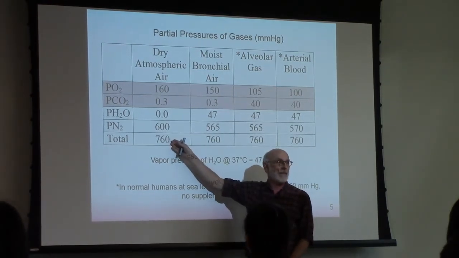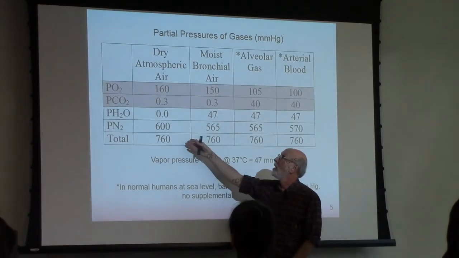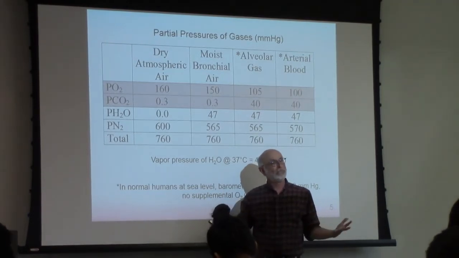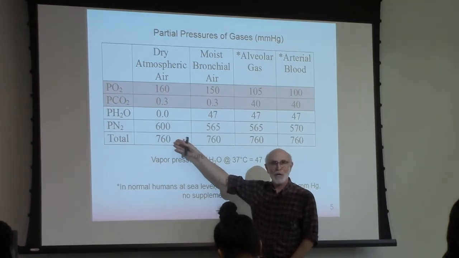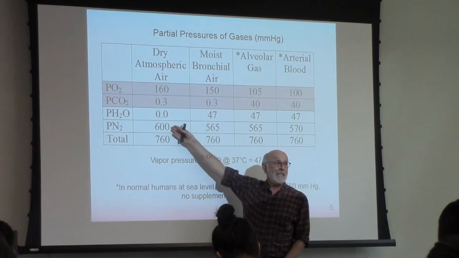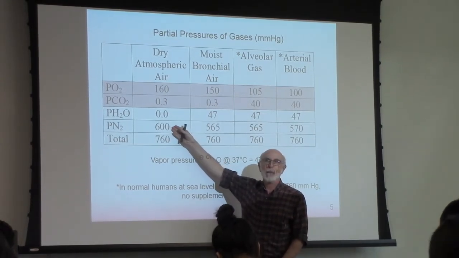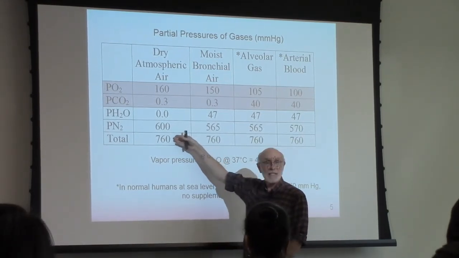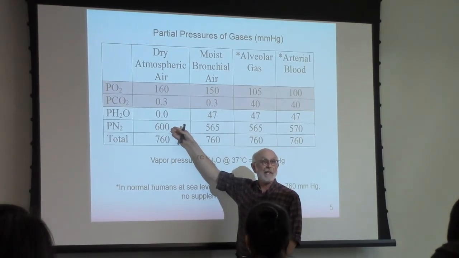760 torr, I think is what the chemists call it. Physiologists still use millimeters of mercury. So 760 is the total pressure, not total partial pressure, no, total pressure of air at sea level. Some of it is nitrogen, about 78% of the air is nitrogen. So of that 760 millimeters of mercury, 600 millimeters of mercury of it is nitrogen.